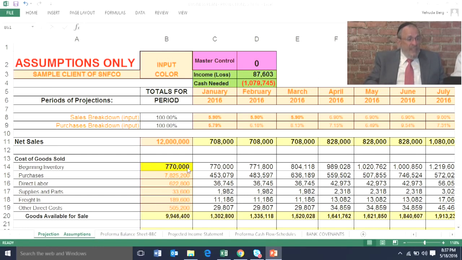We're starting off with a beginning inventory, because this is how much inventory they had, $770,000. And we're putting in, based on knowledge that we have, how much purchases we need, how much labor we're going to have to do, how much supplies and parts, how much freight in, and other direct costs. That tells you what my costs are. All this is, again, based on sales. In other words, if you take, for instance, direct labor, you will see as the sales go up, the direct labor cost goes up. These are all variable costs that go into the cost of goods sold section.